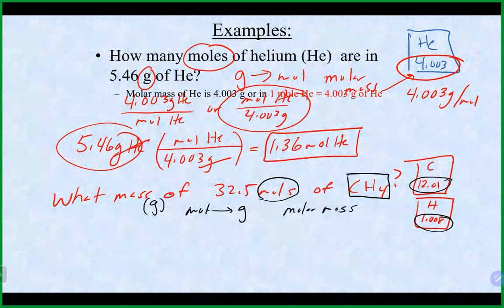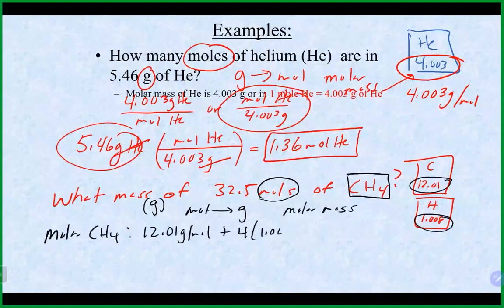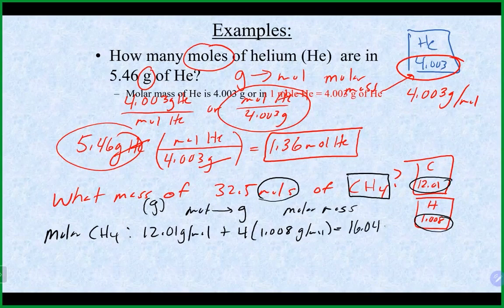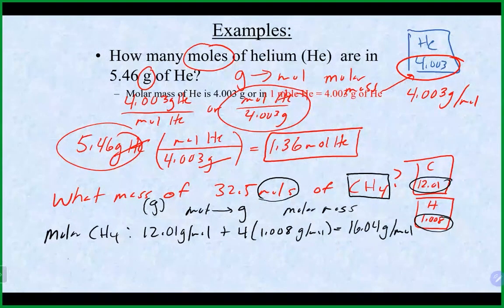So the molar mass of CH4: there's 1 carbon, from the periodic table that's 12.01. There are 4 hydrogens, each from the periodic table is 1.008 grams per mole. If we add all that together, we get a molar mass for CH4 of 16.04 grams per mole. Remember, we can use that as a conversion factor where the grams are on top and the moles are on the bottom, or if we need to flip it, moles on top and grams on the bottom. So we'll start with our 32.5 moles of CH4.